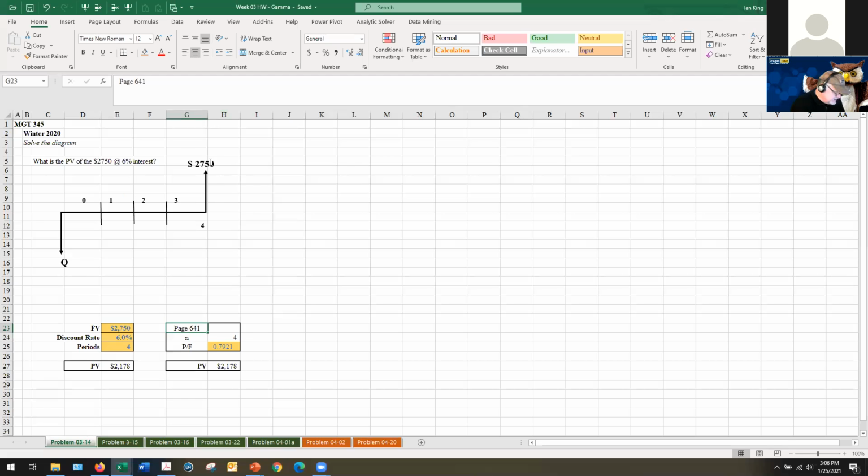So, okay, you've got 4 periods because it says 0, 1, 2, 3, 4. So 4 periods in the future; again, it doesn't tell you if they're months, years, or whatever. For the purposes of this problem, you don't care, but as it says in the text, unless you're told otherwise, assume it's years.